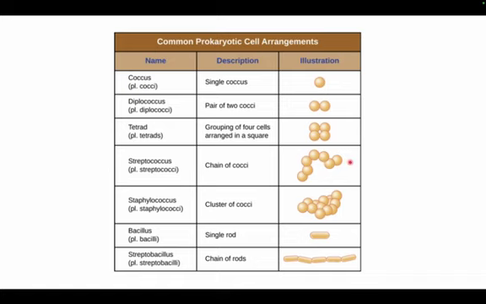Instead of growing in a chain, if they grow as a cluster, then it is called staphylococcus. You may be familiar with some of these species also, things like Streptococcus pneumoniae or Staphylococcus aureus. So that is just referring to the way in which the cells are growing. Similarly, remember, bacillus was what was referring to a rod. If we have a chain of these rods, it becomes a streptobacillus species.